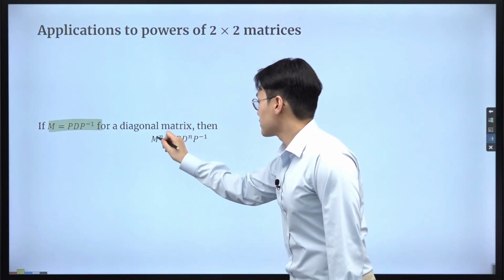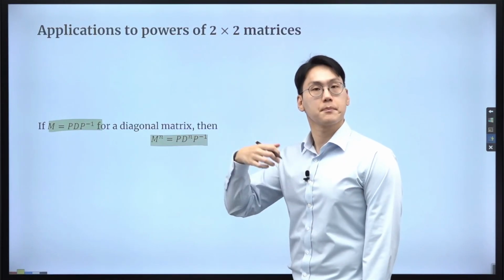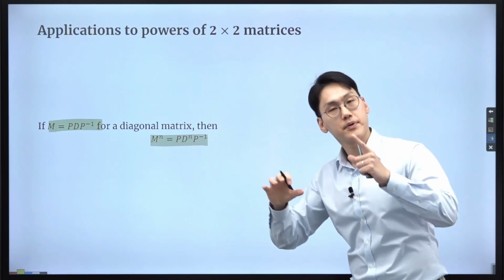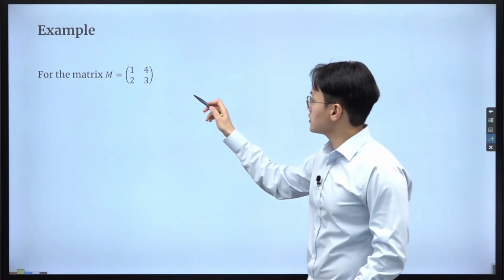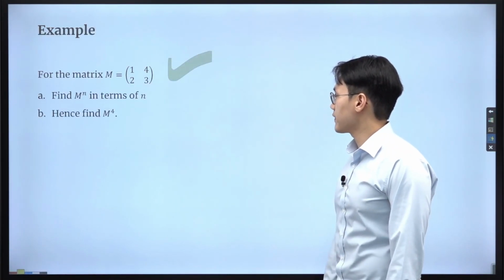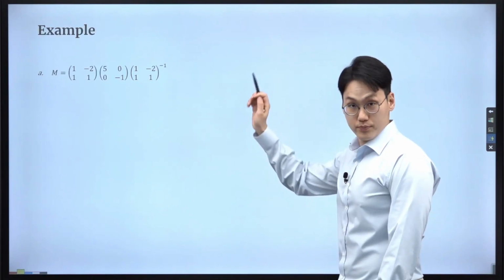Then for that, if you put it into the power n, you just have to take the power of the diagonal matrix, then put the power on the eigenvalues, right? So if we look at the example of what we just did, we found the eigenvalue and the eigenvector. So we're just going to put that in, right?